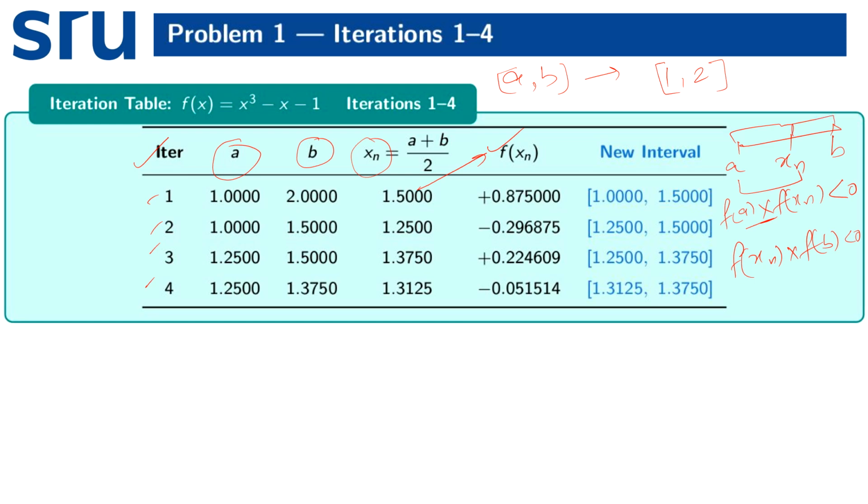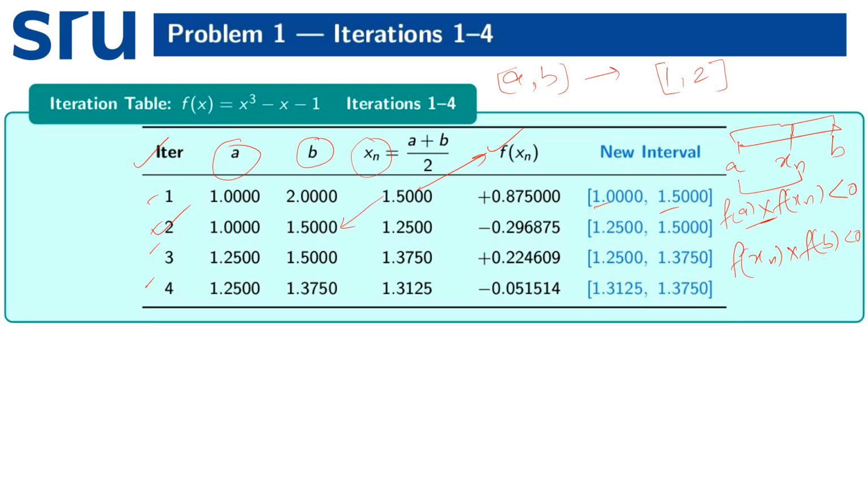Okay, but here the case is the product of f of a and f of xn, that is f of 1.5, is negative, because f of a is negative, minus 1. Okay, f of a is minus 1, so the product will be negative. That means the new interval will be 1 to 1.5. Okay, now in the next iteration the interval is 1 to 1.5, that is the new value of b is 1.5 here. This value will go here, right?